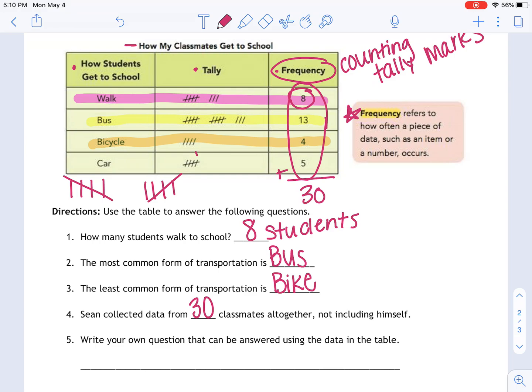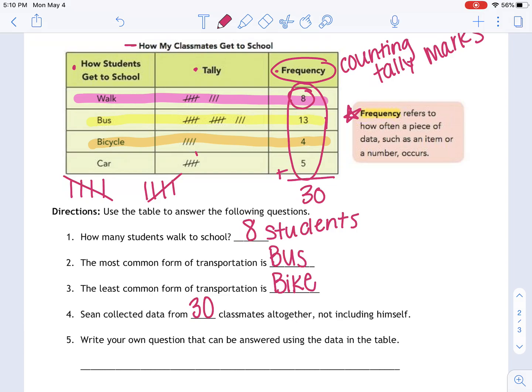Okay, and then for number 5 there, write your own question that can be answered using the data in the table. That's open-ended for you. In the end, the goal of this section, and this is really all that it is, it's taking data, putting it into a table, and then answering different types of questions that go along with it and coming up with your own conclusions.